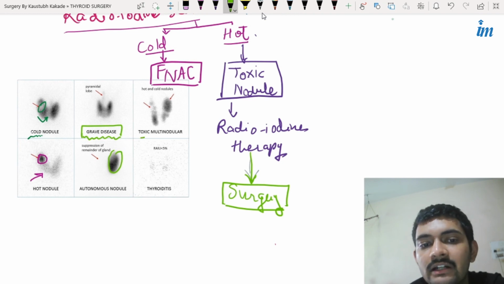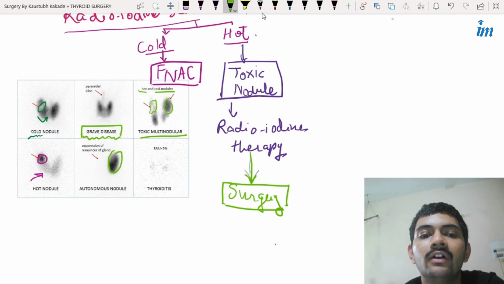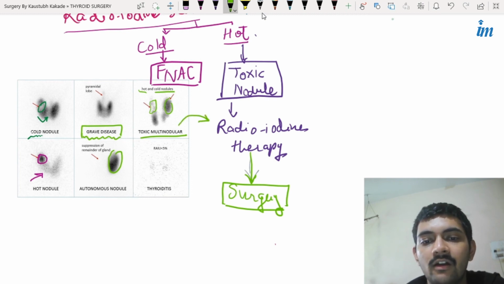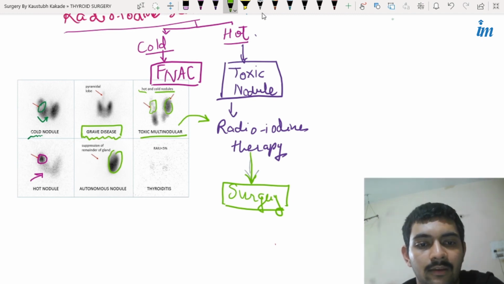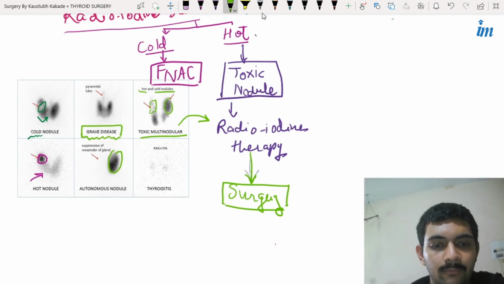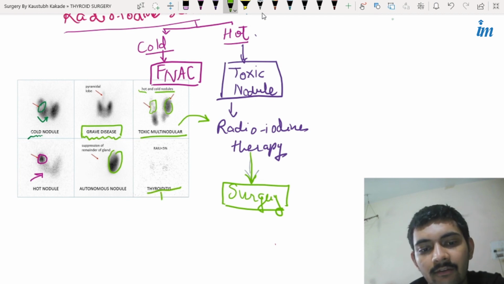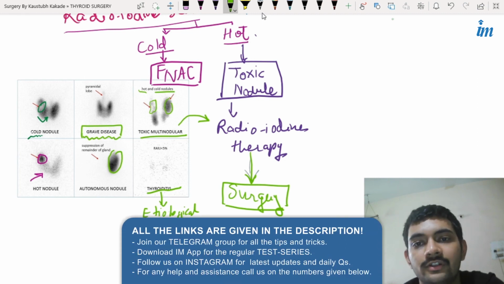Whereas toxic multinodular goiter has some hot and some cold nodules. Yes, these are some cold nodules, these are some hot nodules. Here, being toxic, again give radioiodine therapy followed by a total thyroidectomy, whereas thyroiditis, everything is going to be etiological management.